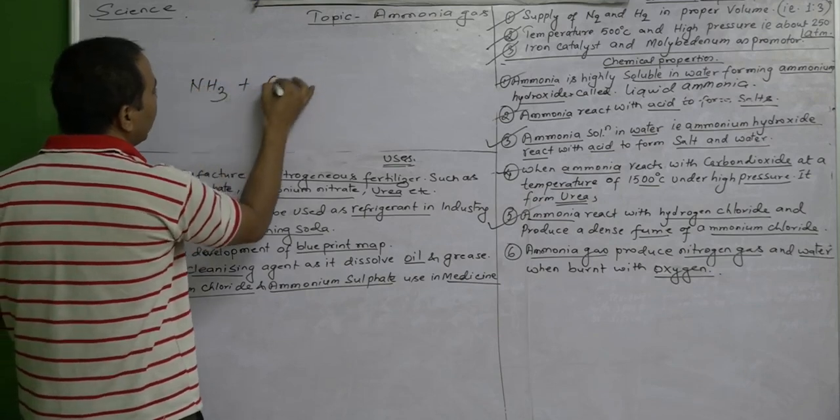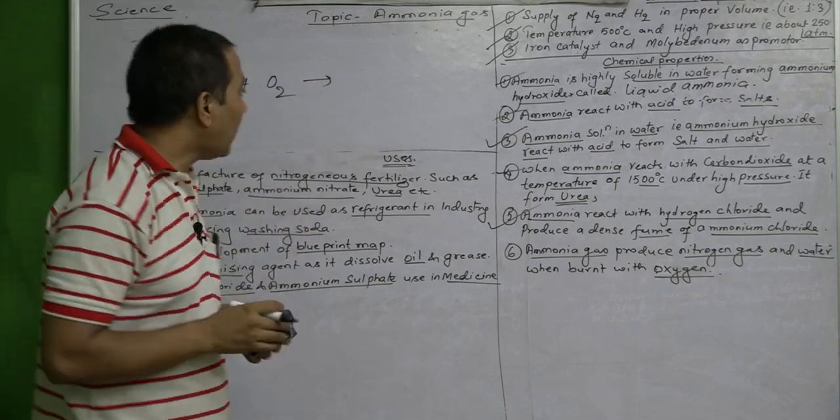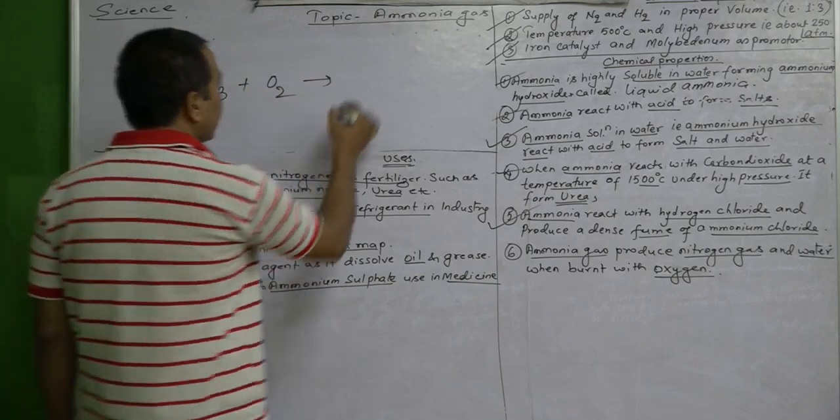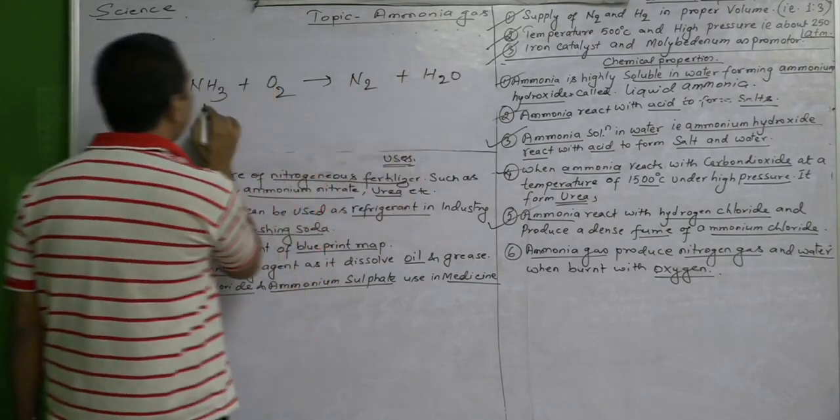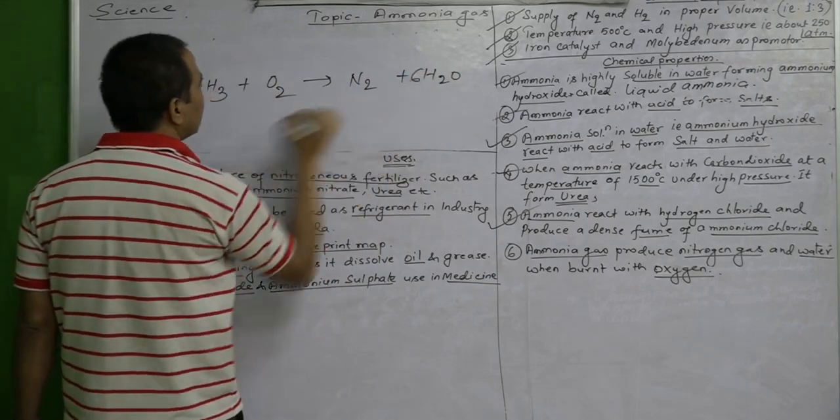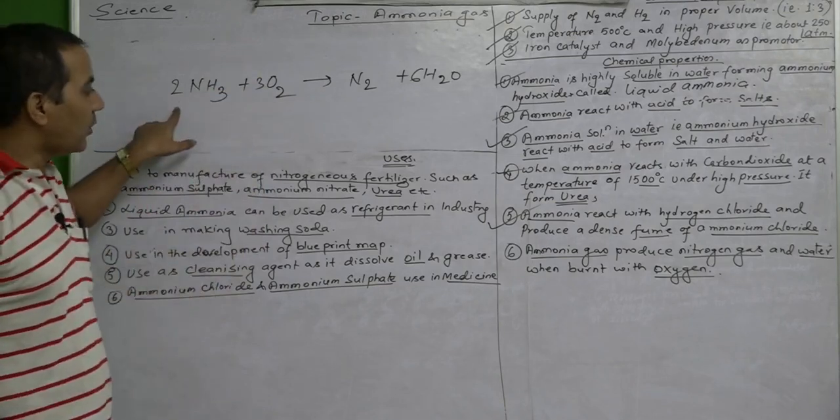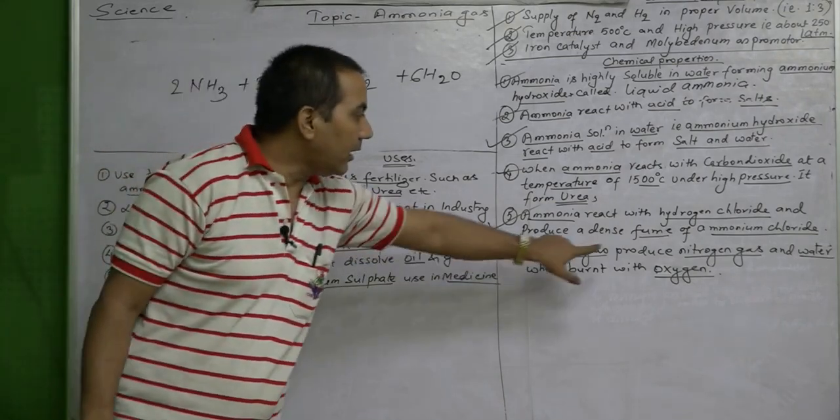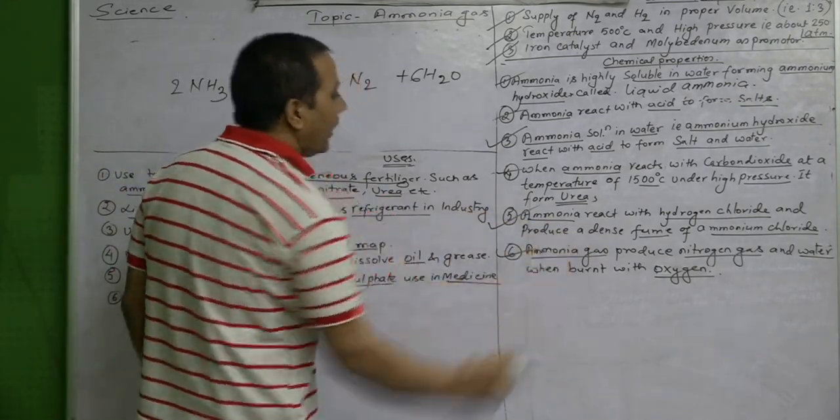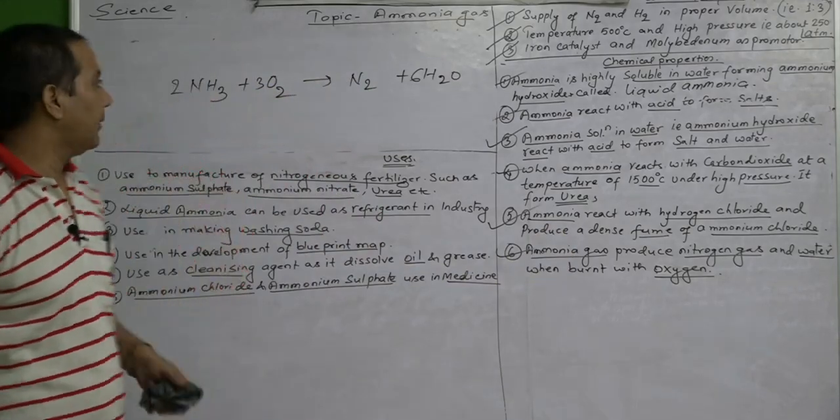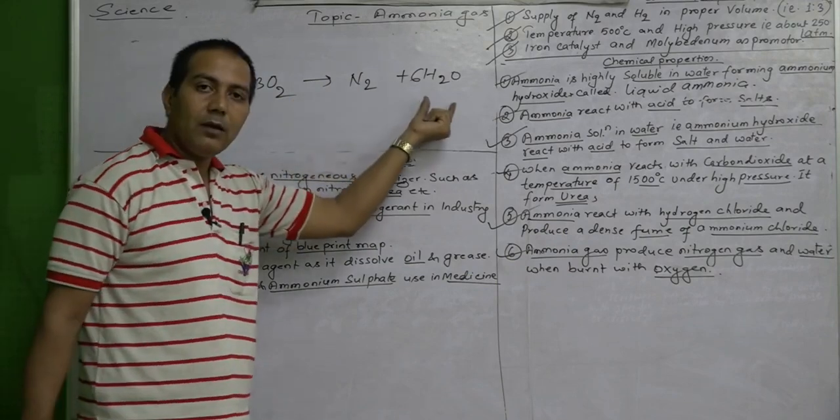NH3 bonds with oxygen, O2. When it bonds with oxygen, what will it produce? It will produce nitrogen gas and water. So ammonia gas produces nitrogen gas and water when it bonds with oxygen.